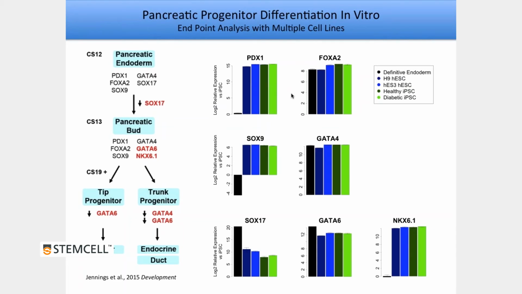Looking at SOX17, GATA6 and NKX6.1, we can see they have in fact downregulated SOX17 and upregulated GATA6 and NKX6.1 to fairly consistent levels. What I can conclude is that this protocol is making pancreatic bud cells equivalent to the cells of the Carnegie stage 13 embryo, and that we were able to do this consistently for several different pluripotent stem cell lines.